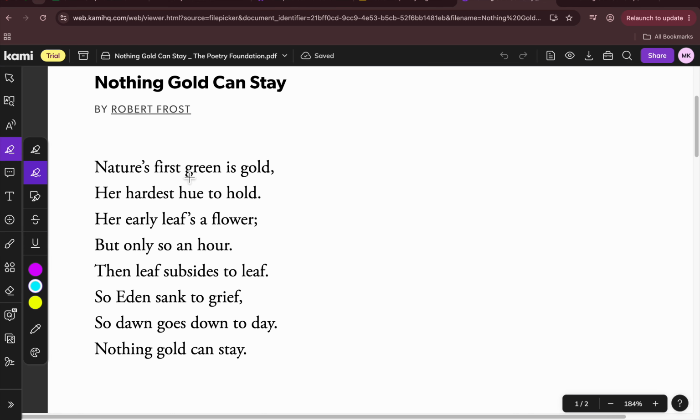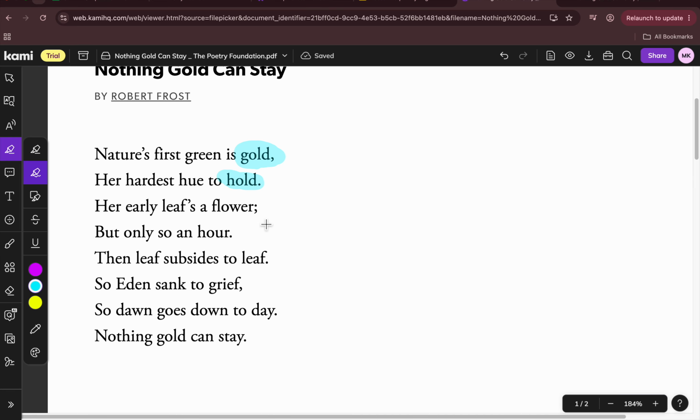So nature's first green is gold. Interesting, right? So for me, gold is definitely one that I want to come back to, right? And we should start thinking, what is the implication of using this word? Why couldn't they have used a different word there, right? So just keep that in mind. Her hardest hue to hold. Okay, so even that, why hold? Why not grab? Why not hang on to?